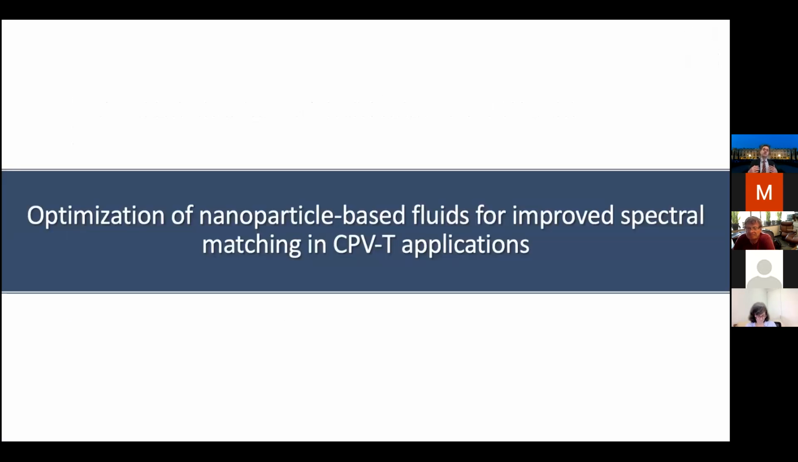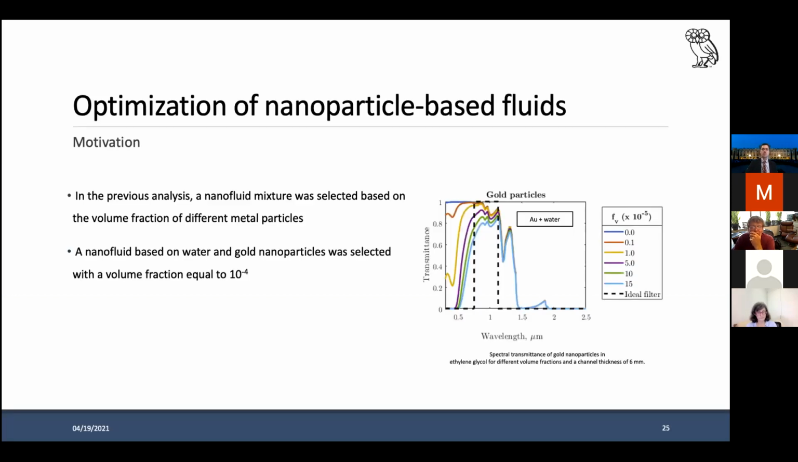In the second stage of my PhD, I investigated the best nanofluids that can offer a better spectral matching in CPVT systems. In the previous analysis, we selected the nanofluid mainly based on the volume fraction of 3 types of nanoparticles. At that point in time, we had not explored the benefits of using more than one type of particle at the same time. So in this analysis, we searched for the best combination of nanoparticles using a more objective approach through optimization.